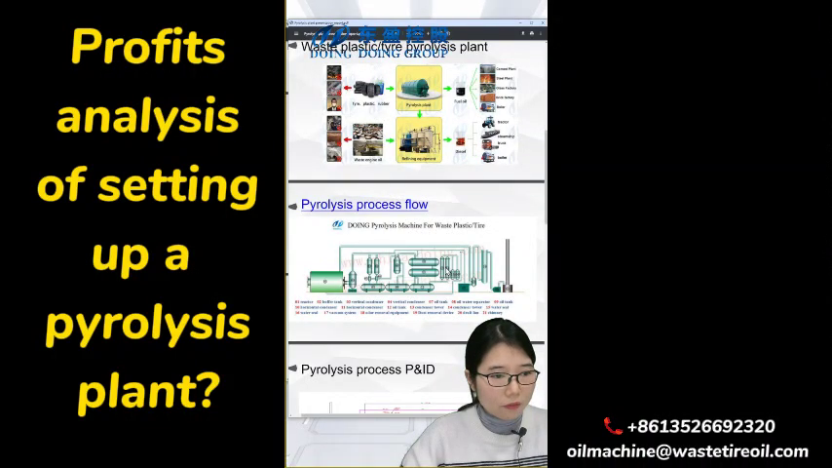So we have set up the first cooling system, cooling towers. So the oil gas will pass from the bottom of the cooling tower to the top. So the oil gas goes slower, then it can have a better cooling effect. So we have 4 steps cooling to make sure of the oil yield.